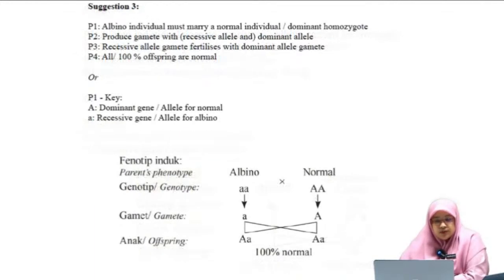Suggestion 3, an albino individual must marry a normal individual with the homozygous dominant genotype, who produces gametes with the dominant allele. So the recessive allele gamete fertilized with the dominant allele gamete produces 100% normal offspring. Or you can draw a schematic diagram when an albino person marries a normal person who carries genotype capital AA. The offspring will be 100% normal.